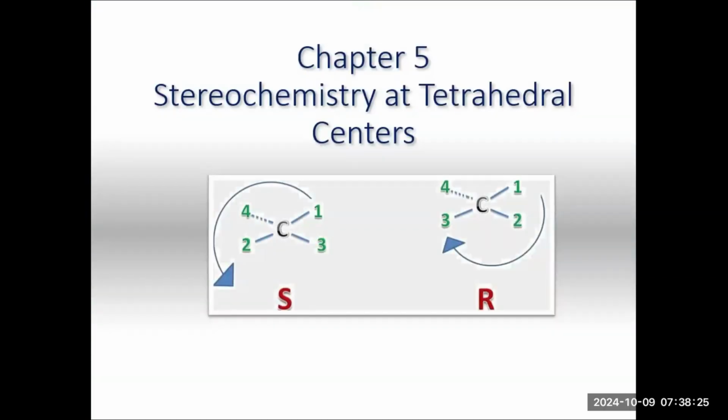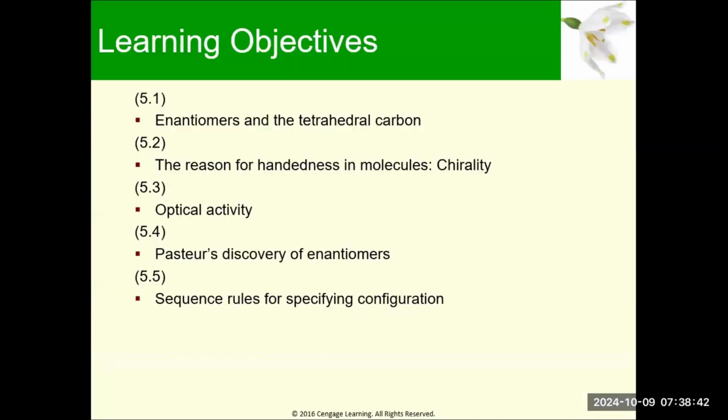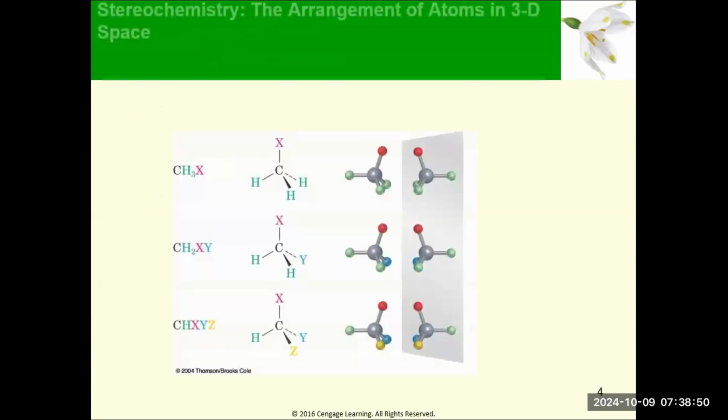All right, so chapter 5 is talking about the stereochemistry of tetrahedral centers. We're looking at carbons that are bonded to 4 different things, 4 different single bonds, and that's going to be in chapter 5. And so these are our objectives that we're going to start off with for today as we move forward.